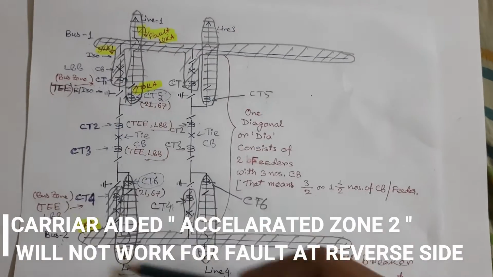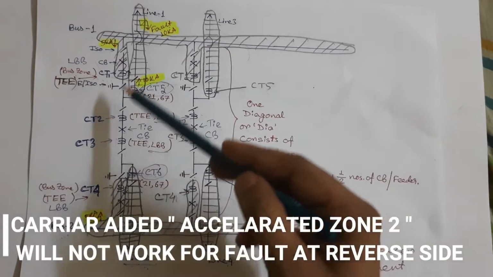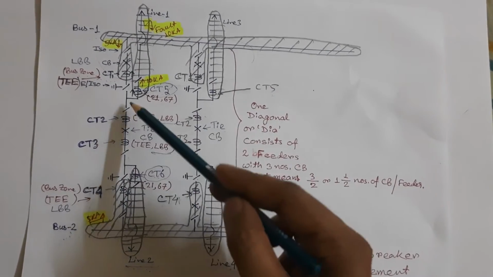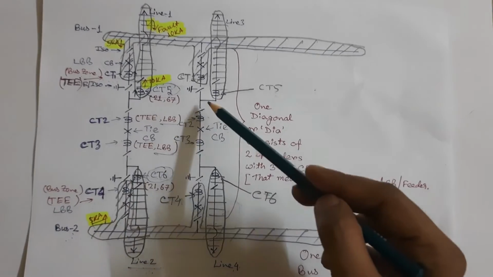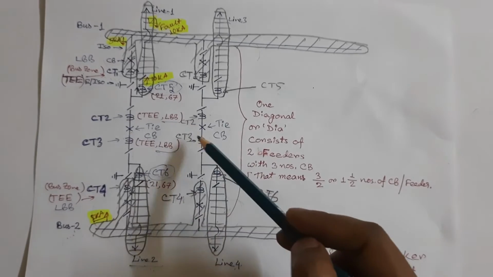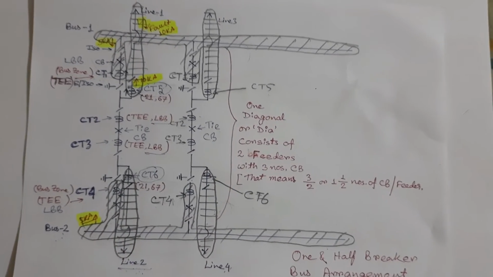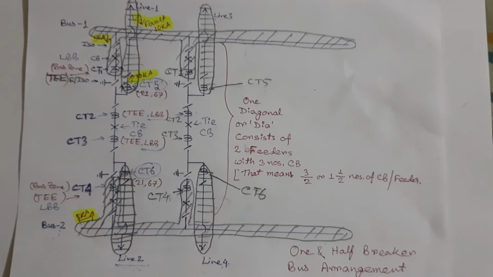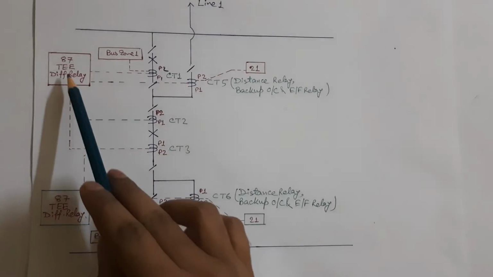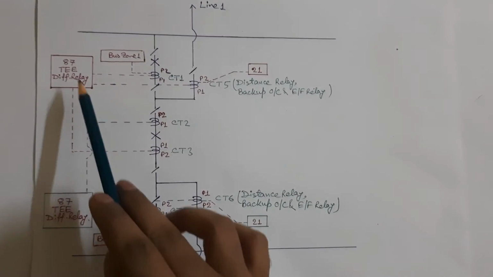But in a substation, we want to clear any fault by instantaneous protection. So, to clear any fault which may occur in these unshaded portions, we will use T differential protections, which will clear the faults instantaneously. This is the schematic diagram of T differential protection.